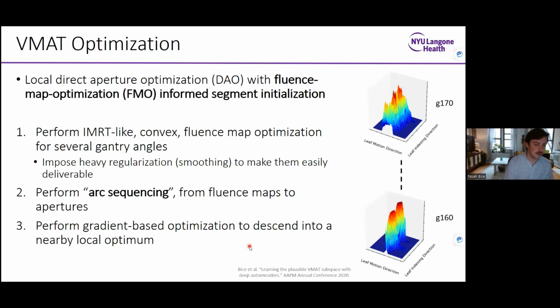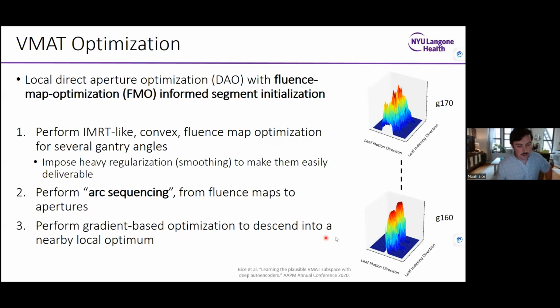The key to this algorithm is this fluence map optimization and informed segment initialization. The idea here is that if we perform fluence map optimization as we did in IMRT optimization, where it's convex for each of these gantry angles individually, and then come up with some way to approach that solution with an arc through some arc sequencing algorithm, then that's going to give us a pretty good solution. And we can apply some final corrections with a gradient-based algorithm.